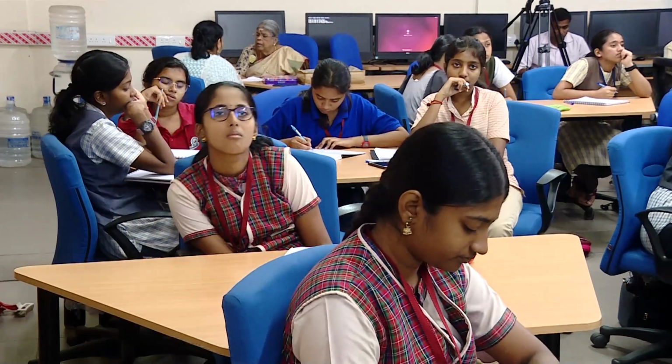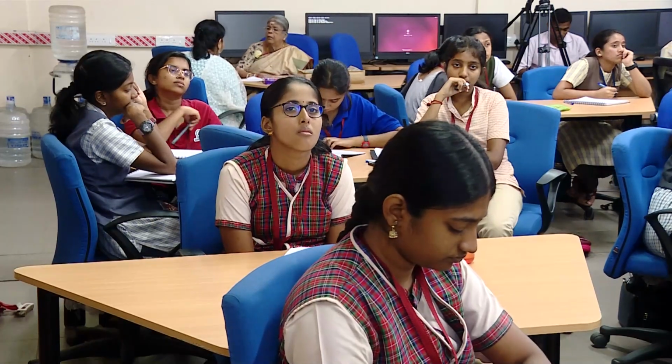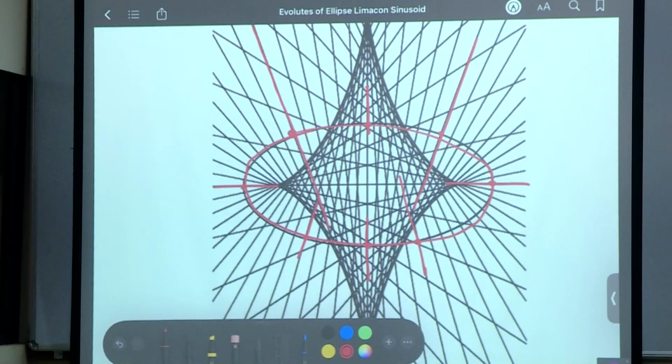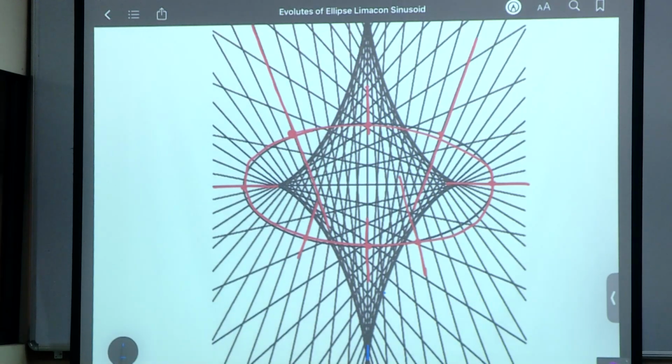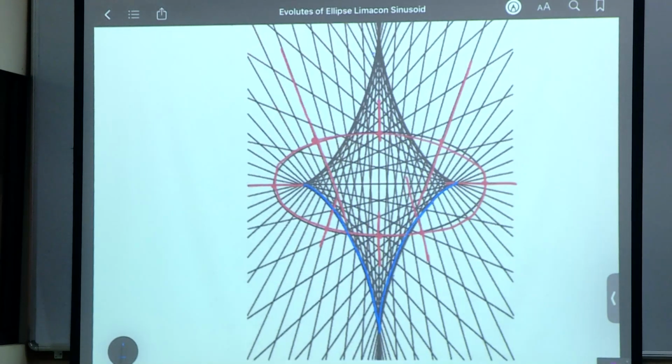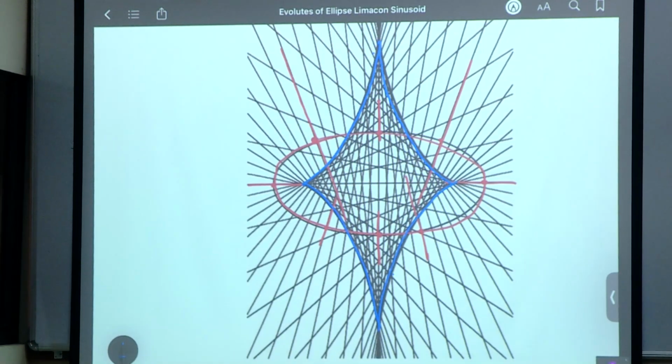But if I draw sufficiently close normals, then you see what comes up. What comes up is this, you see this beautiful thing here. So you get this curve, which I am drawing in blue. Okay, you get this beautiful curve, right? And so this curve shows up when you draw the normals.